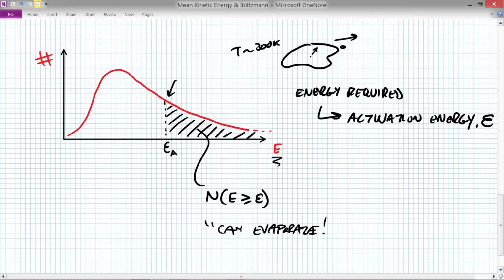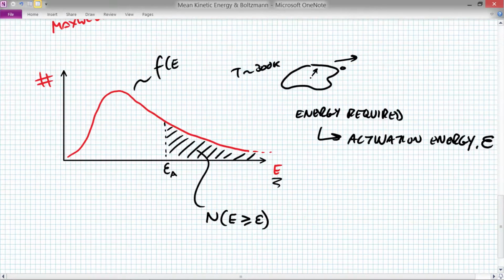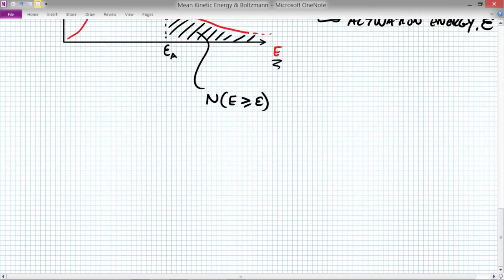And actually what Boltzmann was interested in is he looked at this curve and he wanted to define a way of saying, if I have n particles, what fraction of those particles can do this process? How many of them can evaporate? So again, mathematicians, what we could do here is integrate this curve between epsilon and infinity. So if I call this a function of energy, f of E, you could integrate it with respect to E, from epsilon all the way up to infinity.